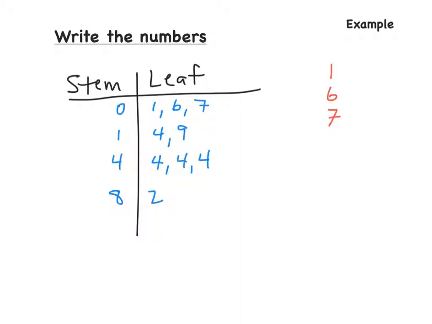Now we have a stem of 1, so we have 14, we have 19, stem of 4, 44, 44. Looks like we have 3 44s. And the last one is 82. So we have 1, 6, 7, 14, 19, 44, 44, 44, and 82.